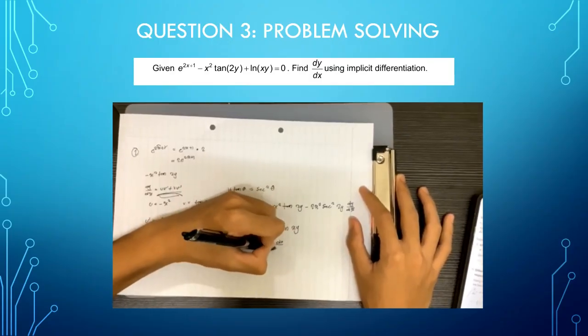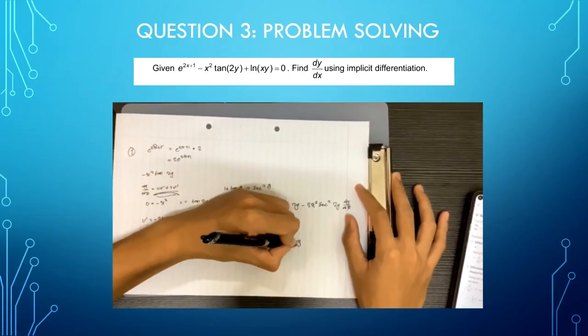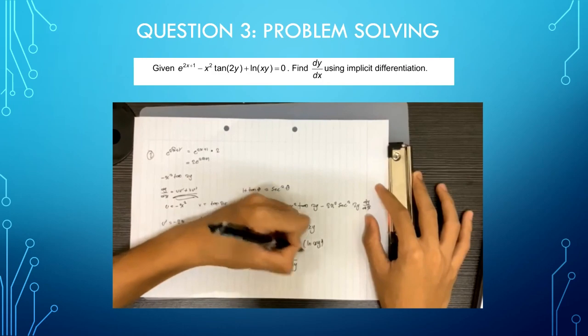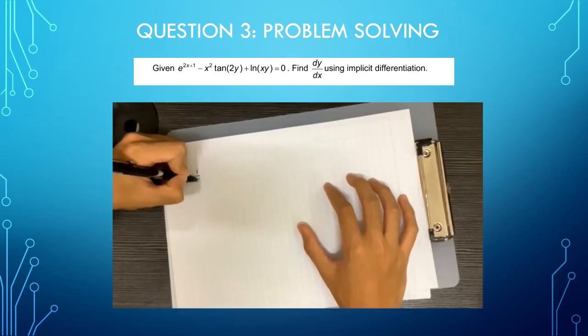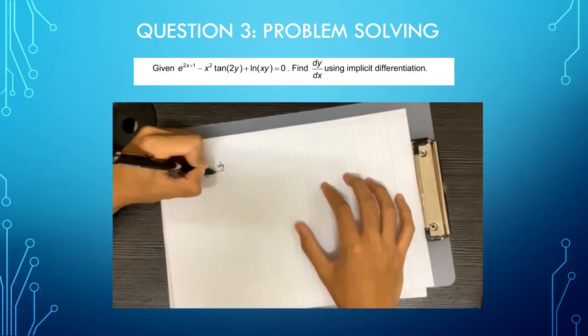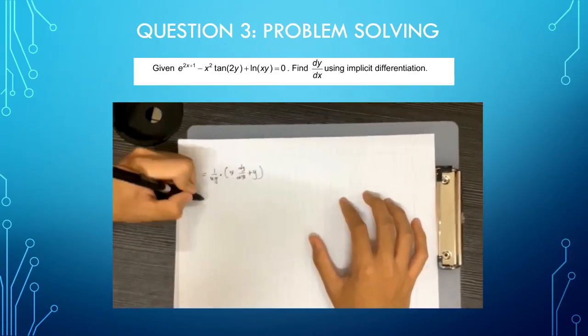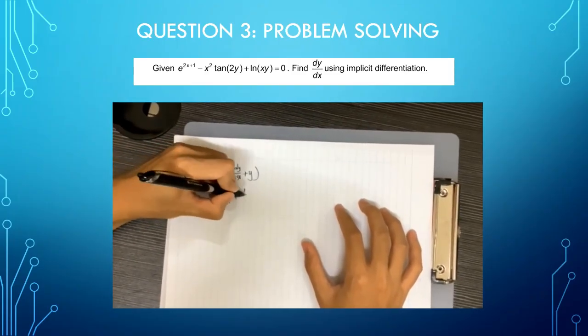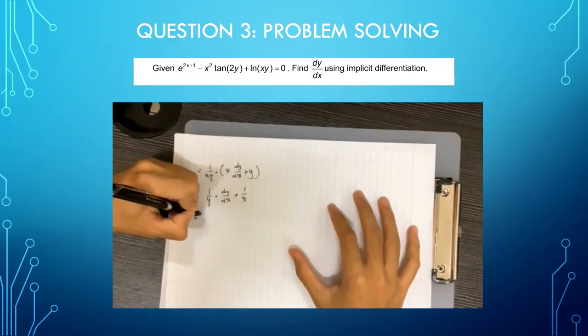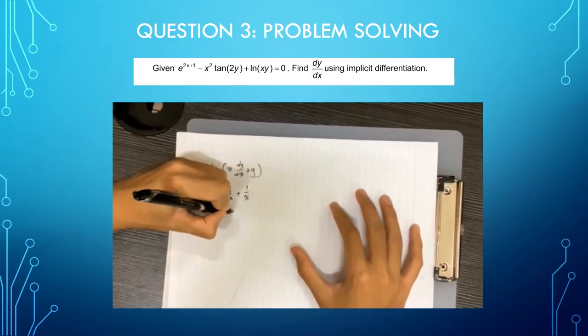So we just differentiate ln xy, which is 1 over xy times d over dx of xy. Separate them: x dy over dx plus y. And I can separate this one, so it's easy. So 1 over y times dy over dx plus 1 over x. So I will rewrite this so it's easy to understand: 1 over x plus 1 over y times dy over dx.